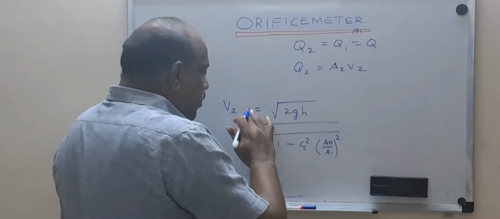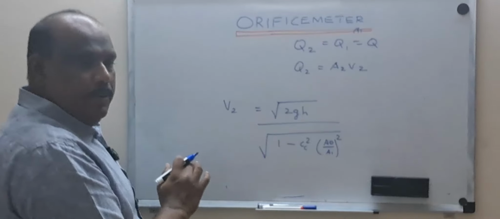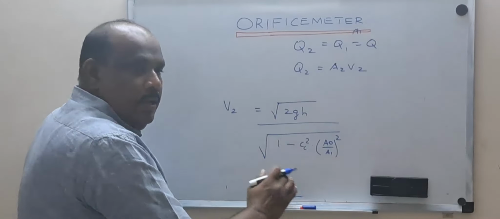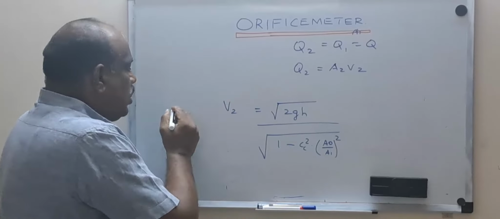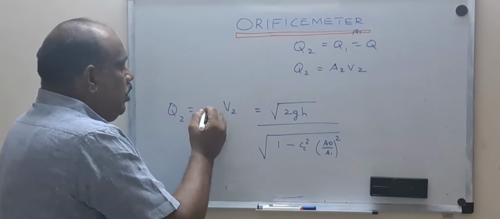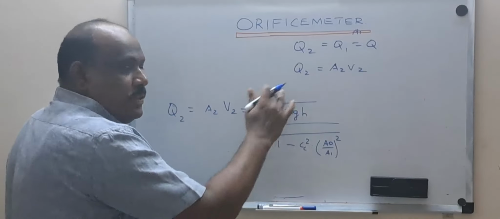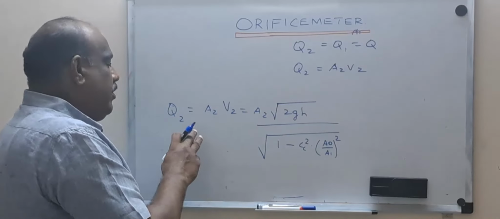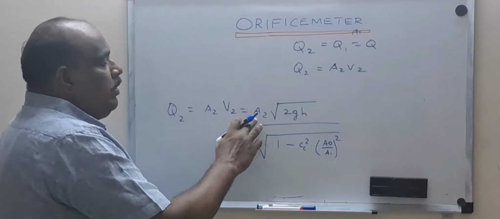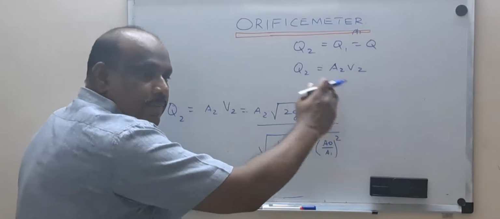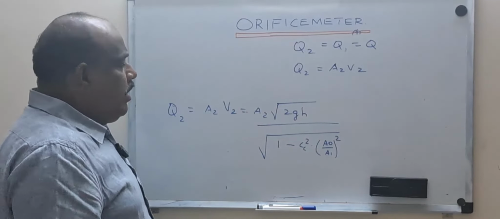A2 V2. So I have to multiply this term, this is V2, with A2 to get Q2. So Q2 will be equal to A2 V2, which will be equal to A2 into this term. Did you get the logic? So I have written Q2 equal to A2 V2, which is nothing but A2 into this V2. I hope it's clear.